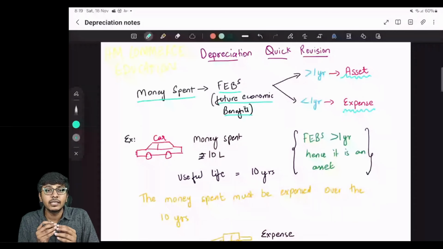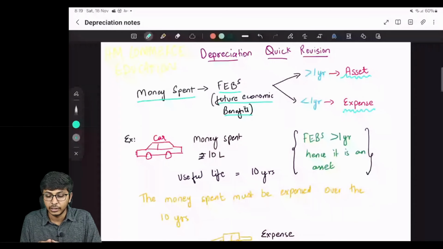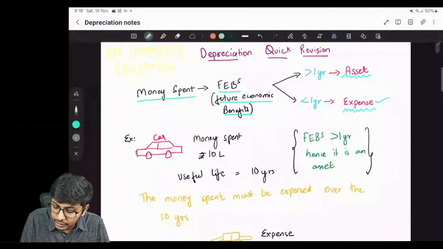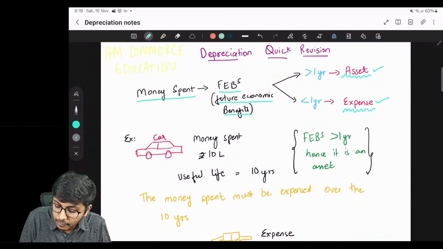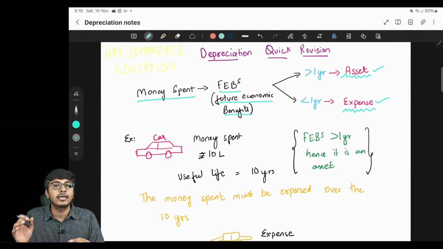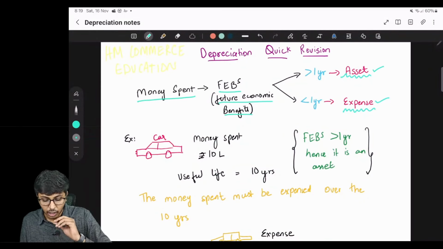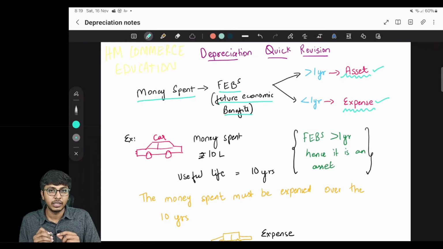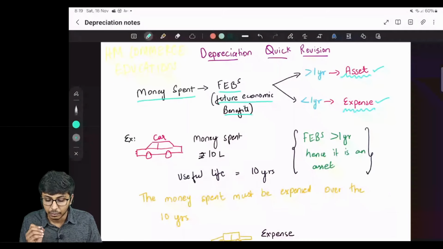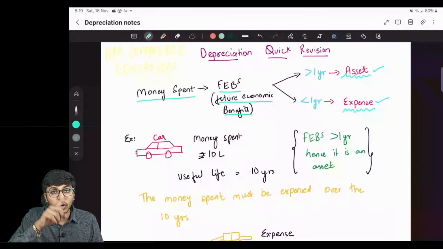So if you have paid something for a benefit that you're getting for less than one accounting period, that will be treated as an expense. And if it is for benefits you're getting for more than one accounting period, then you will treat that spending as an asset, correct? Now why am I telling this to you? Depreciation is something that is provided on an asset.